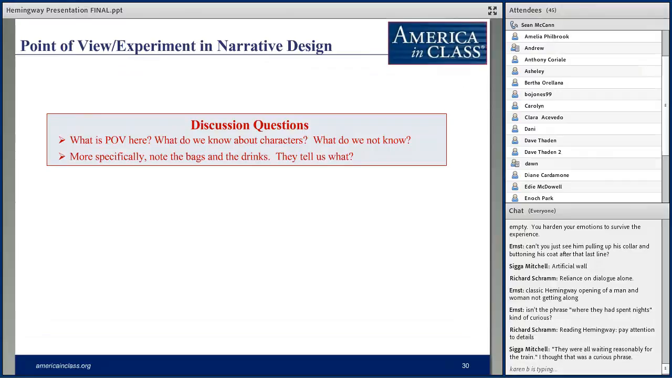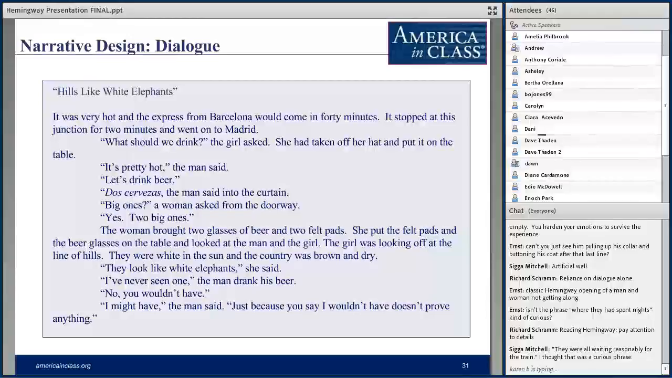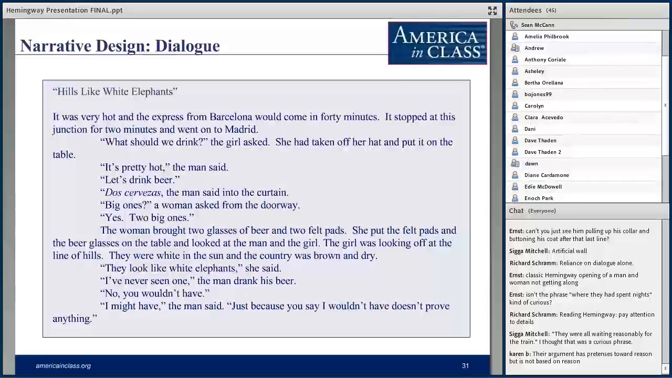Same kind of thing we could do with the very beginning of the story. I cut off the first few sentences, I guess, but these are the opening lines, or the opening paragraph. It was very hot and the express from Barcelona would come in 40 minutes. It stopped at this junction for 2 minutes and went on to Madrid. What should we drink? the girl asked. She had taken off her hat and put it on the table. It's pretty hot, the man said.